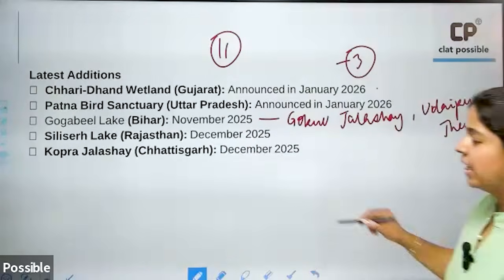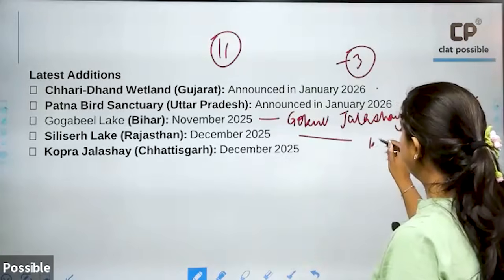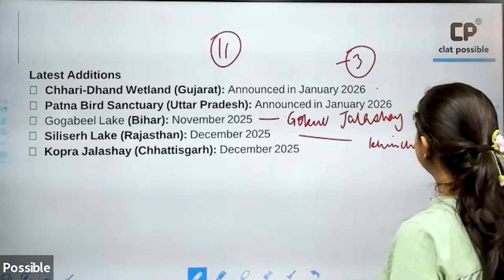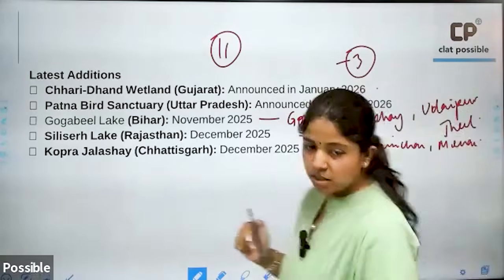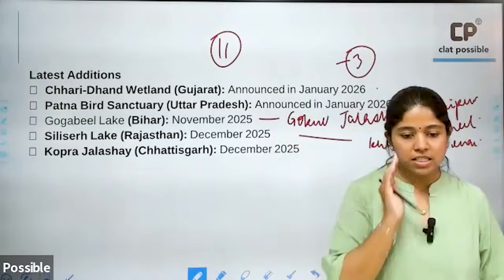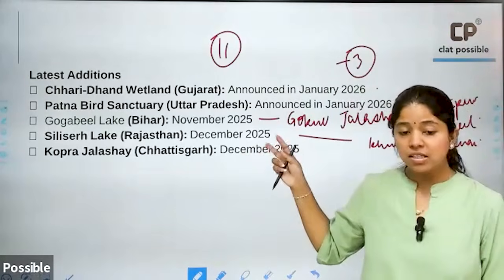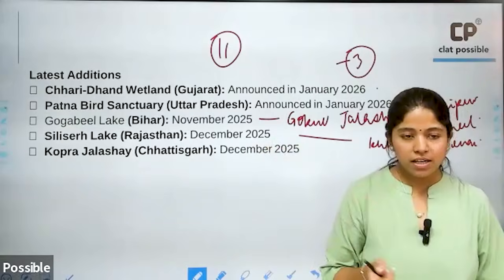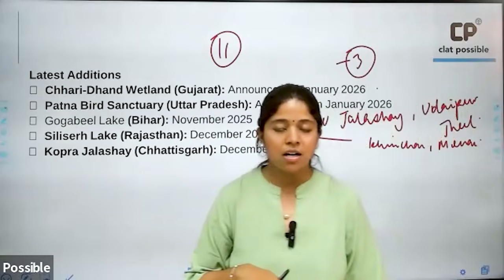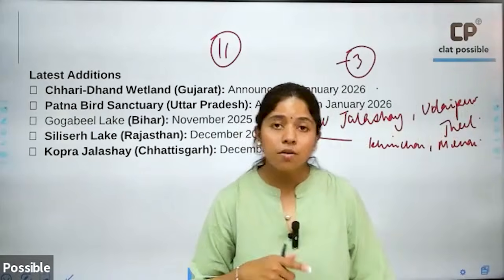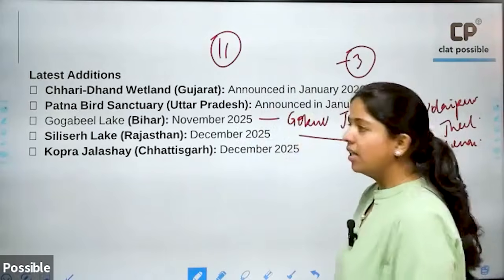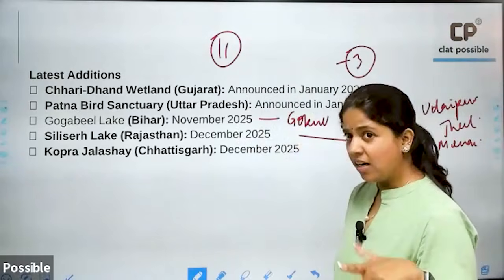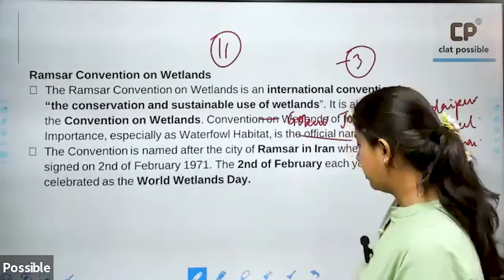From Rajasthan, Sirasal Lake was announced last year, and also Khichan and Menar. I have given all of this information in February magazine, so I can go through this. Kopra Jalashay from Chhattisgarh last year. This is Chhattisgarh's first. Other than that, Khecheopalri, Sikkim's first, was announced last year, and also Udhwa Lake from Jharkhand, which is Jharkhand's first, was announced last year. All right. Then Sakkarakottai and Therthangal from Tamil Nadu were also announced last year.